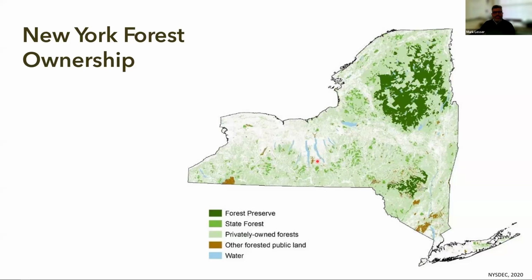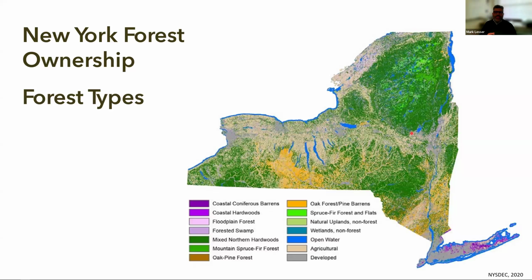Let's start off at the larger scale of New York State. On this map showing just forest ownership, as Sean was saying, and Tammara was talking about before we began today, we can clearly see the Adirondack area outlined by the forest preserve lands interspersed with state forest and privately owned forest in the northeastern part of New York State.